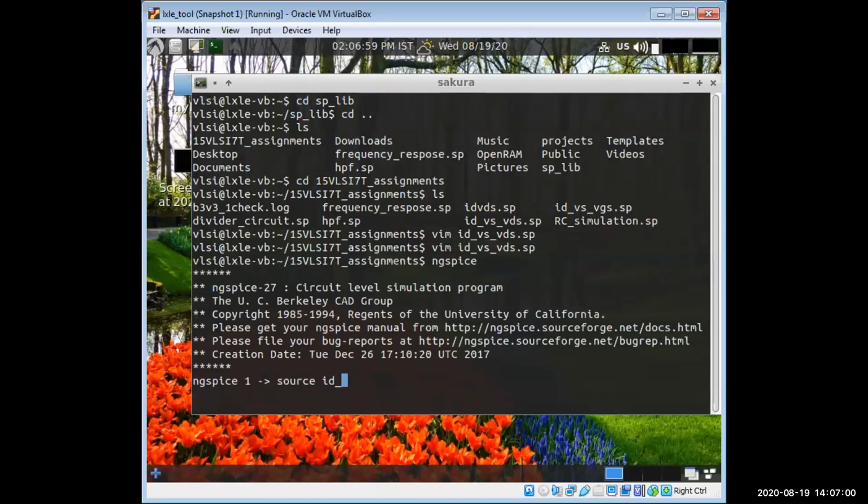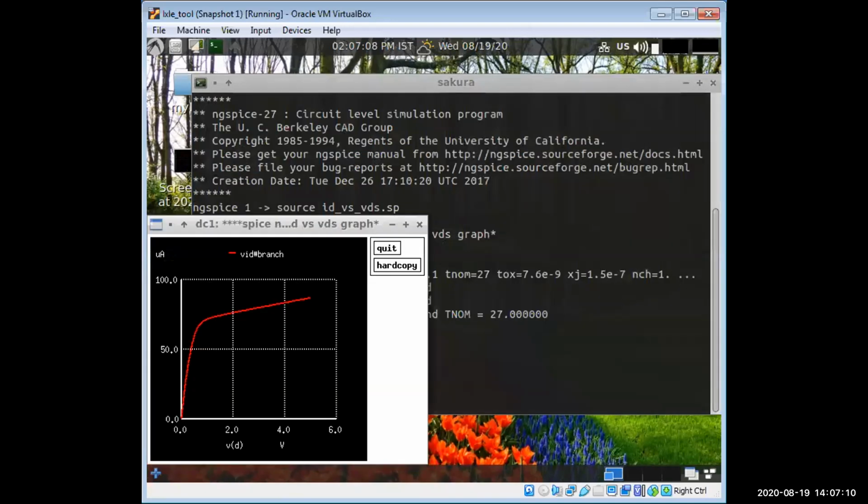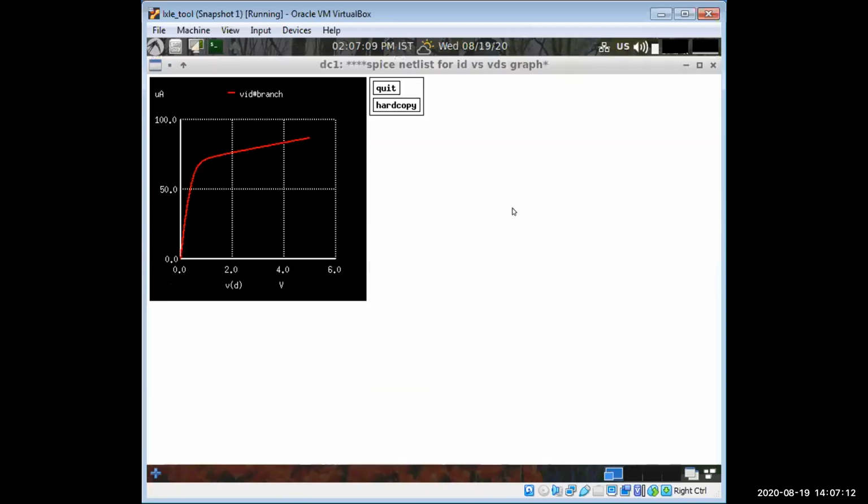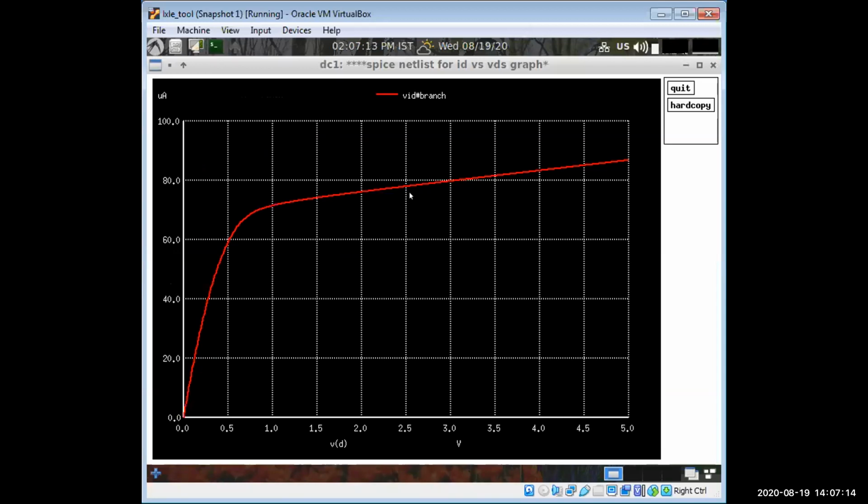Then run it. So ngSpice, source this file vds.sp. See, you can see the plot. So you can see a slight increase here. After the saturation or pinch off point, you will be getting an increase here. You can see this increase is due to channel length modulation effect.